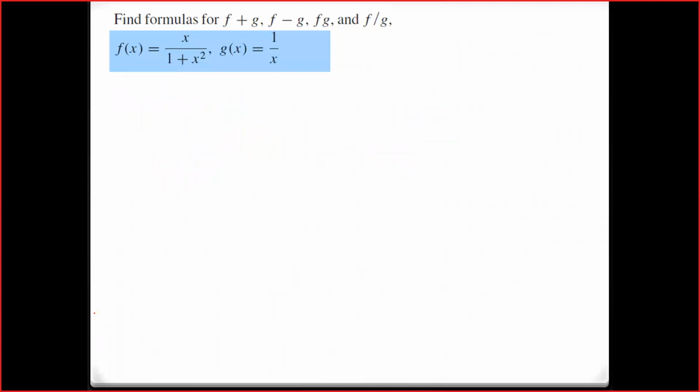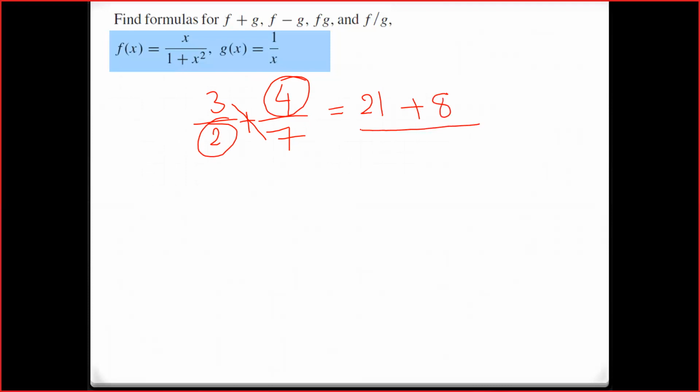Before that, if you have 3 over 2 plus 4 over 7, can I add them? Yes, we have to find the common denominator. Exactly. How? I multiply. 3 multiplied by 7 is what? 21. Plus 4 multiplied by 2? 8. 8 over, I multiply now the denominators. 2 times 7 is 14. So the answer now is 29 over 14.